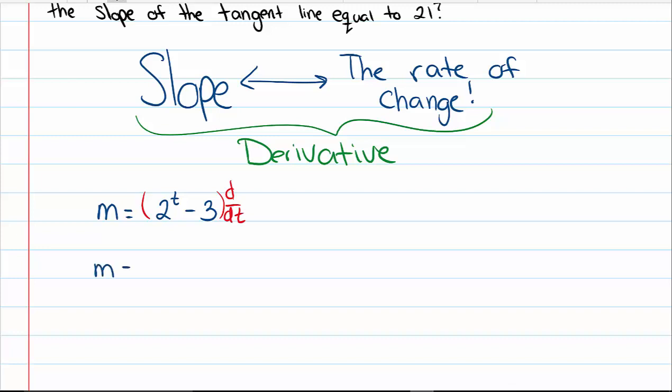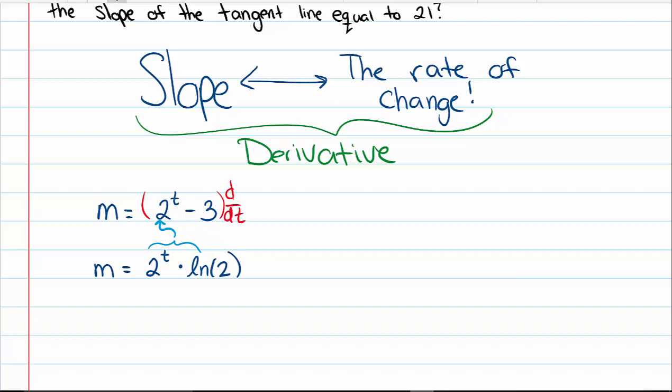So m, the slope, is going to be equal to 2^t times ln of 2. That's the derivative of this. This whole thing is the derivative of this. And then the derivative of negative 3 is simply just 0.